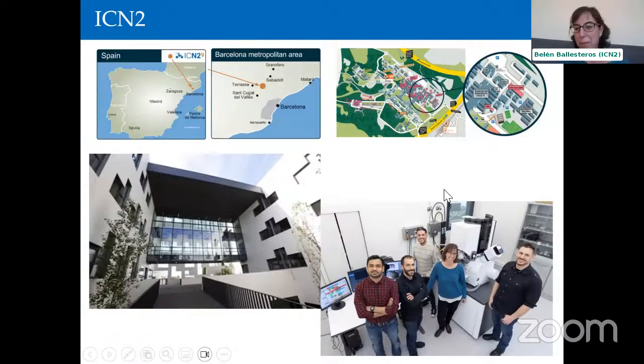So where are we? We are in Spain, in Catalonia, close to Barcelona. In fact, about 30 kilometers inland from Barcelona, as you can see here. And we are located on the campus of the UAB, which is the Autonomous University of Barcelona.